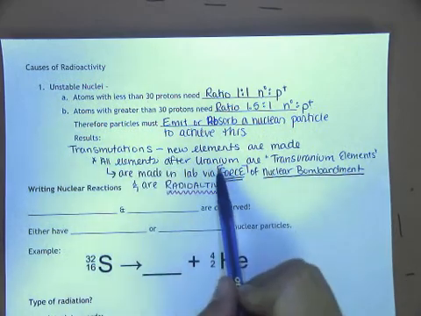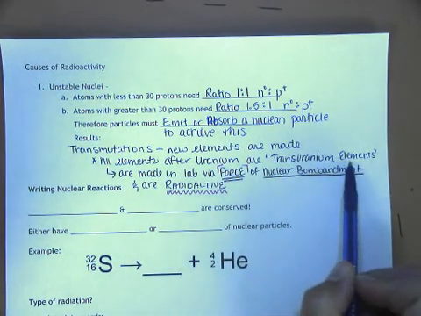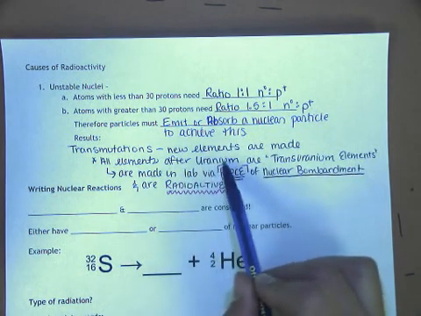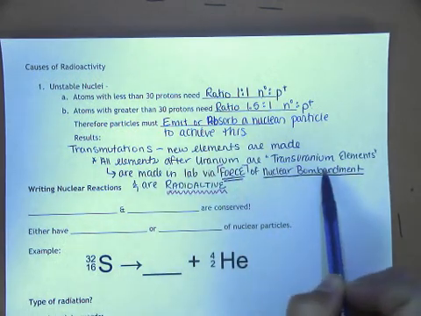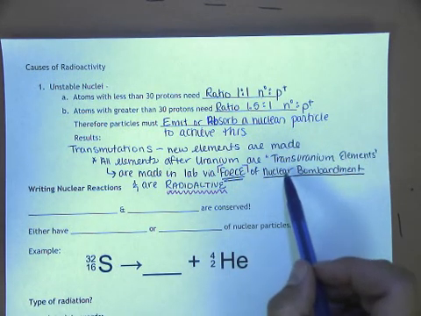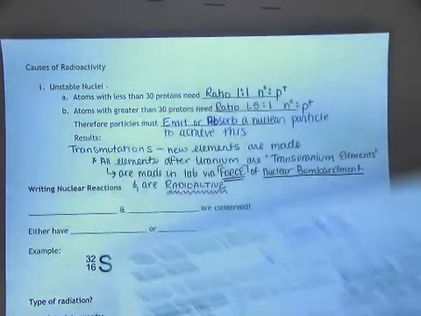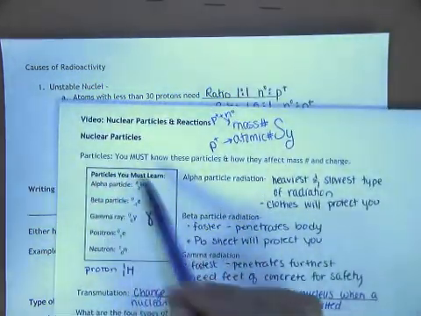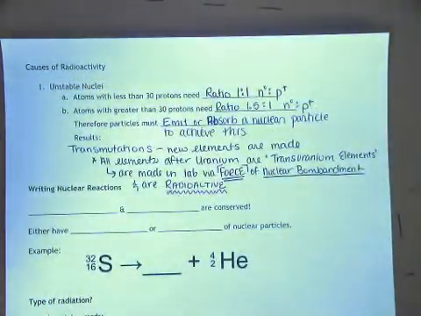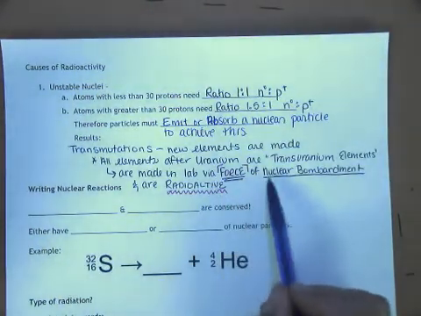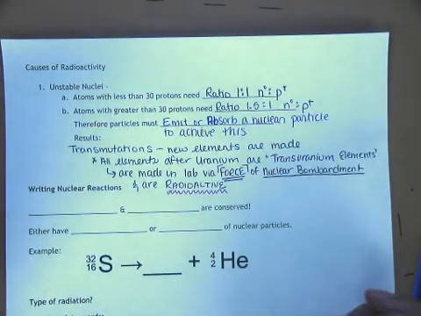All elements after uranium are called the transuranium elements. All elements after uranium are made in the lab with force of nuclear bombardment. So we are actively making them in the lab. They're not found in nature. And we do this by taking those nuclear particles. So these particles here, we bombard any one after uranium with one of those to make a new one. So because of this, they are all radioactive.